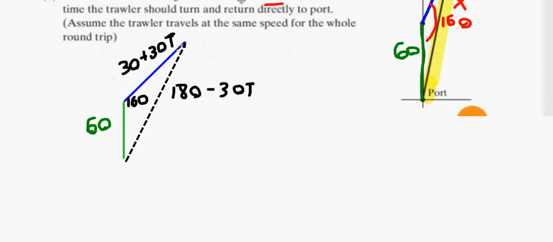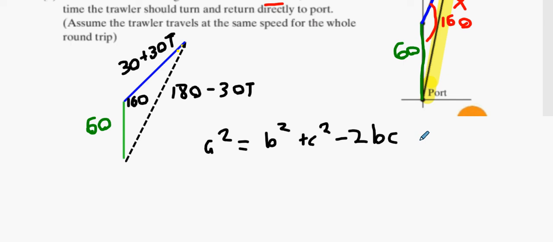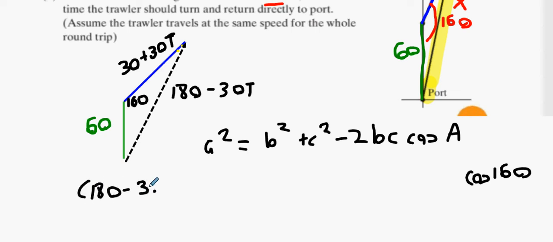Now, what's the only angle I know? The 160 is the only angle I know, okay? So that means I've got to use that 160, don't I? So, would everybody be happy that capital A is 160? What does that make small a? 180 minus 30t. Yep. Get out your calculator. What's that make B? 60. What does that make C? 30 plus 30t.